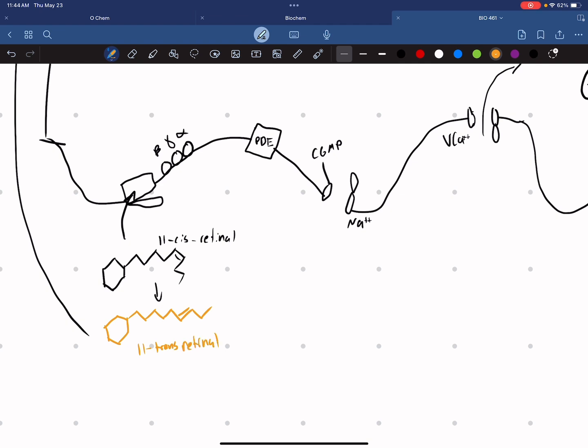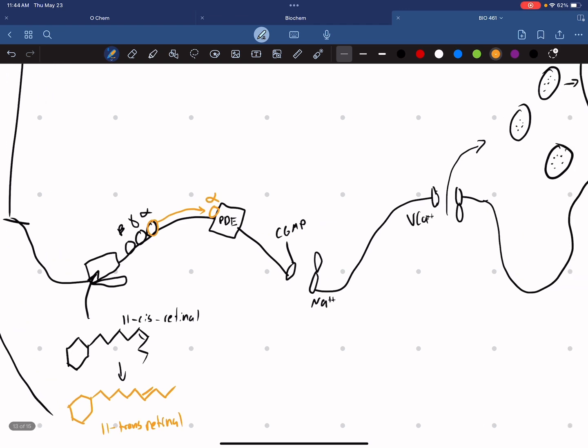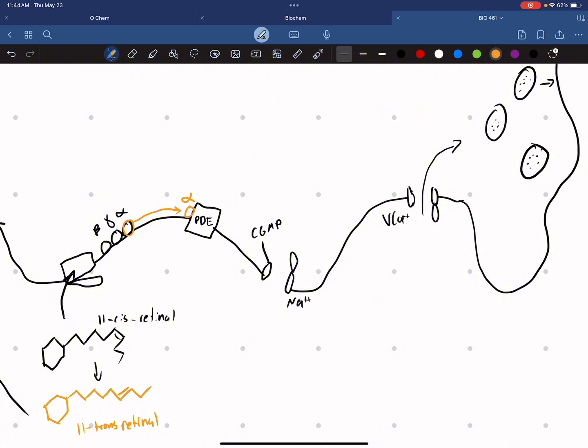So when this conformation happens and 11-trans retinol becomes activated in this G protein, this alpha subunit will come over and attach to PDE. And so this activated PDE will come over here and it will interact with the cyclic GMP. So normally this cyclic GMP is what keeps this sodium channel open when it's dark out. But with the light, we're going to cancel out this cGMP, and that will ultimately close this channel so we won't have sodium flowing in.